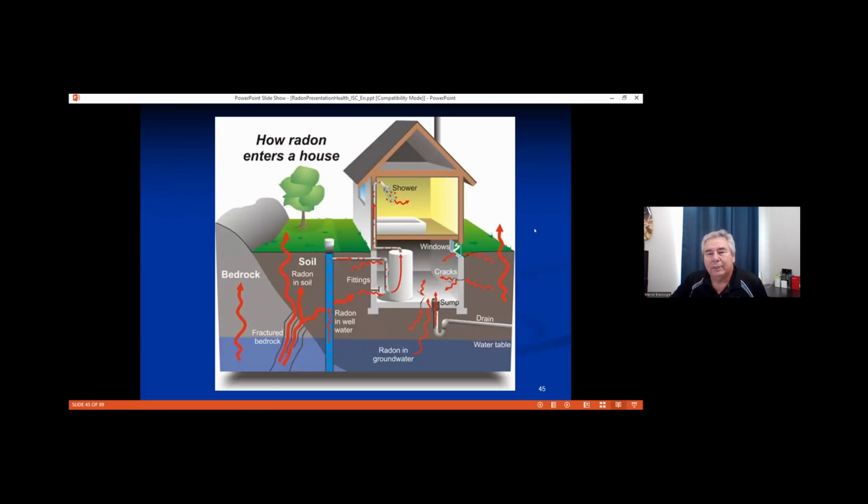Now, here's a little picture. We can see that the radon can infiltrate into your home in a lot of different areas. Essentially, any cracks that you have in the foundation, the floor, even water, could allow radon to get into your home at that point.